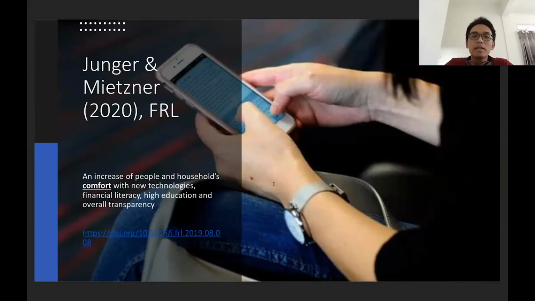So Chunger and Metzner, in 2020, published academic research in Finance Research Letters. They found that an increase in people's and households' comfort with new technologies, financial literacy, higher education, and overall transparency becomes a driver for banks to develop their products. Because most banks know that people are already comfortable with the use of a smartphone, they start to develop products that can be accessed from everywhere, at any time.